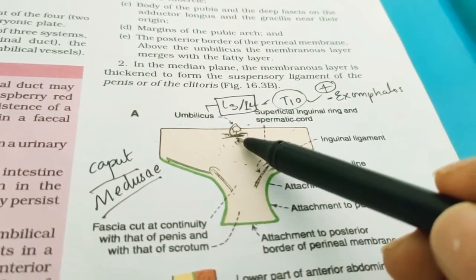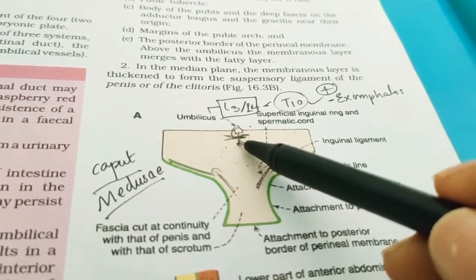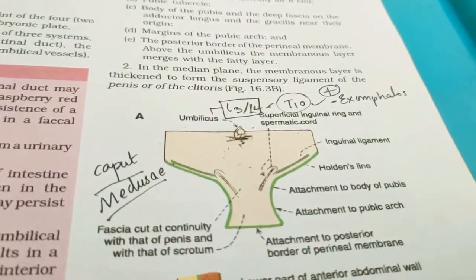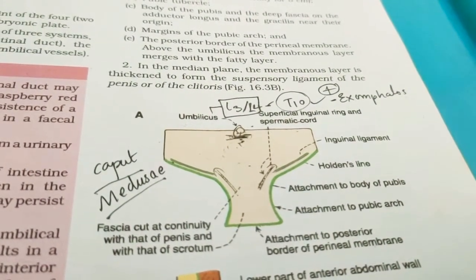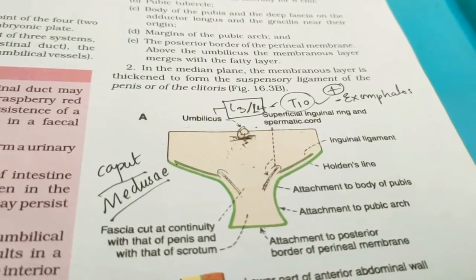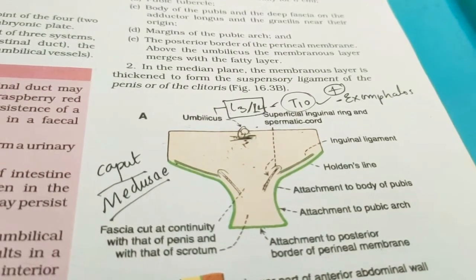Okay, so by this we have completed the skin of the anterior abdominal wall. In the next video, as this video is getting longer, we'll start the superficial fascia of the anterior abdominal wall.